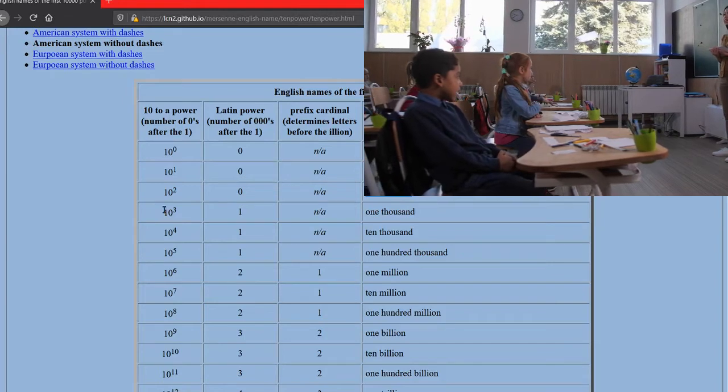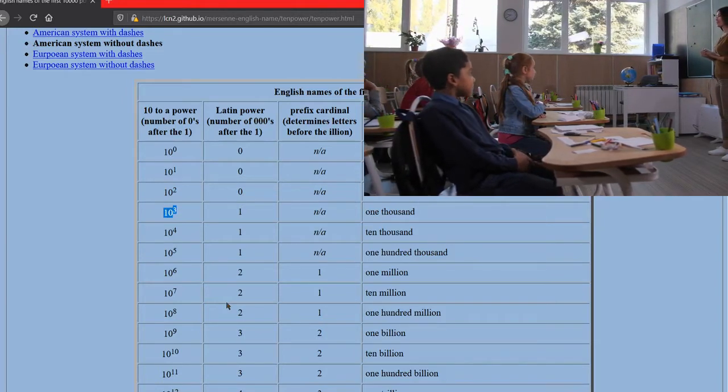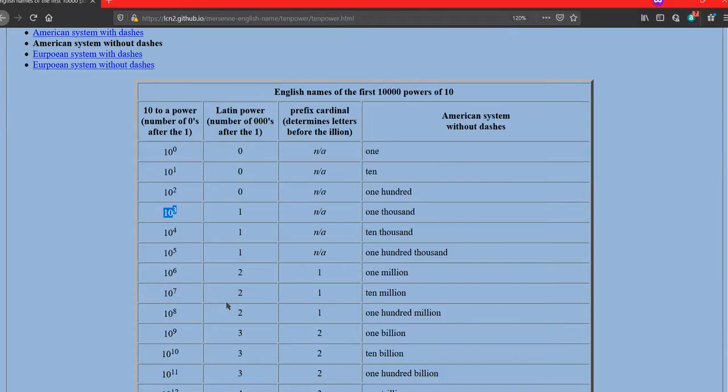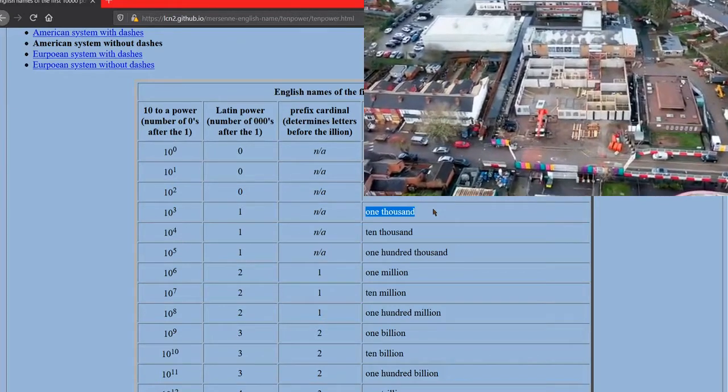Right, scale this up a bit more. 10 to the power of 3 means 10 times 10, then times 10 again. 10 times 10 is 100, 100 times 10 is 1,000. That's roughly the number of students in an average size secondary school, 1,000.